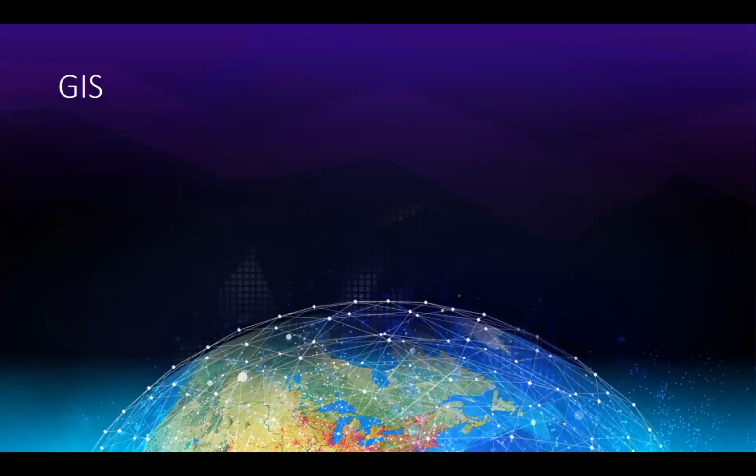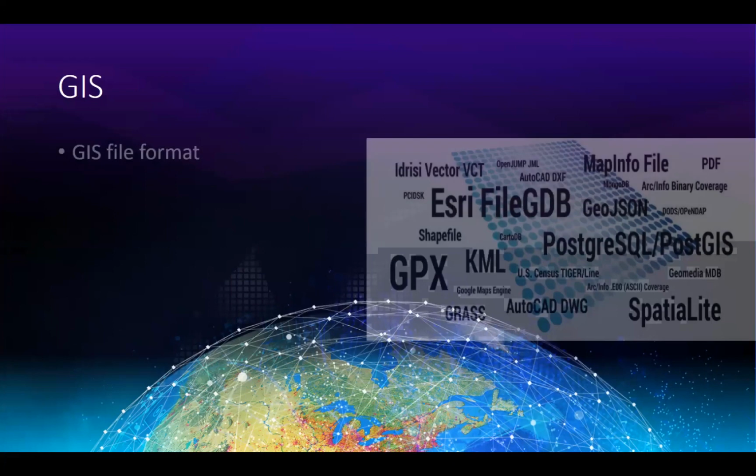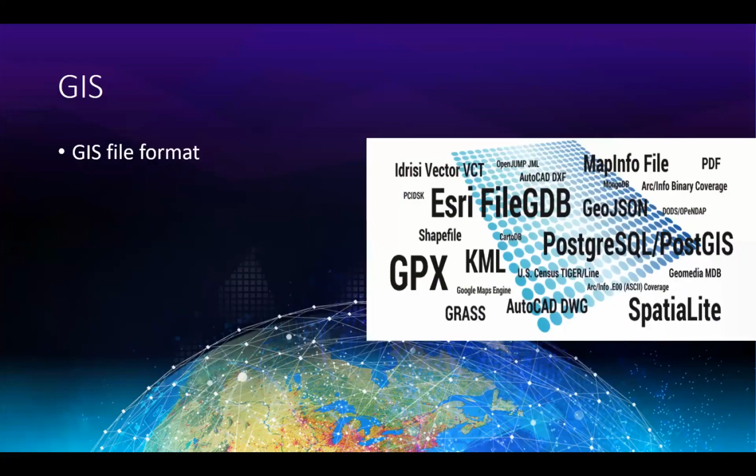So now moving on to the GIS aspect of things. A GIS file format is basically a standard of encoding geographical information into a file. And most of the time we see this either in vector or raster format. Here are a few examples of what different formats are available in the GIS platform.